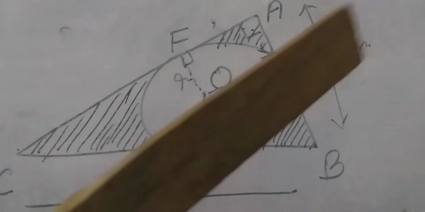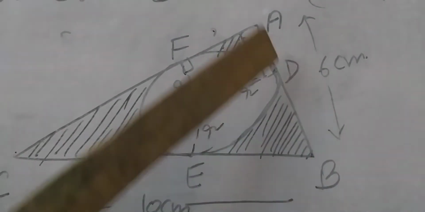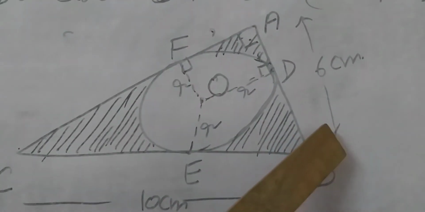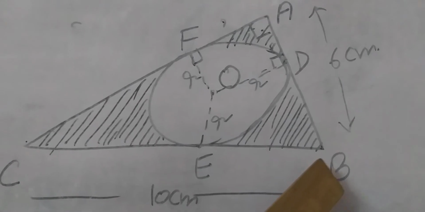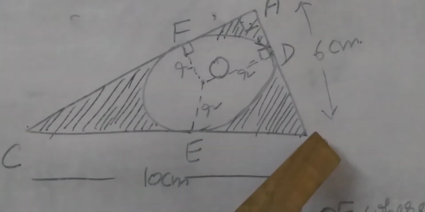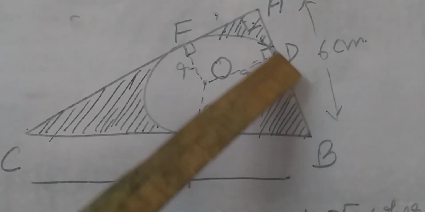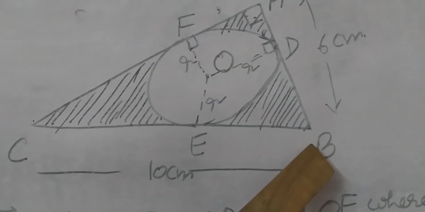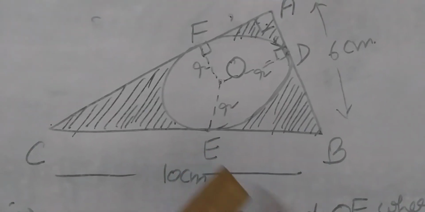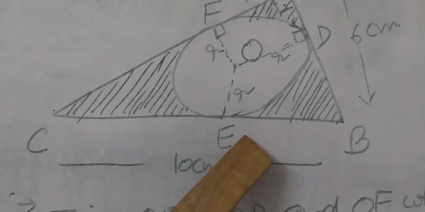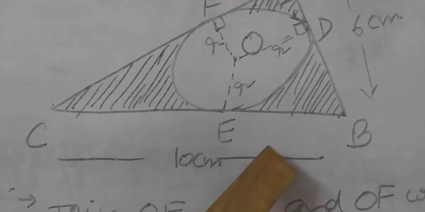Now students, in the figure you can see BD, AB equals 6 centimeter, AD equals R. So we can say BD equals 6 minus R. Okay, BD equals BE, because tangents drawn from the same point to a circle are equal. So BD equals 6 minus R, then BE is also 6 minus R. Then CE is 10 minus (6 minus R).